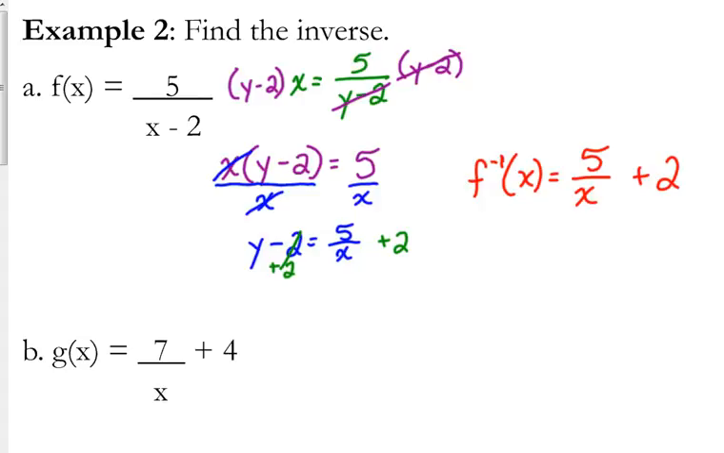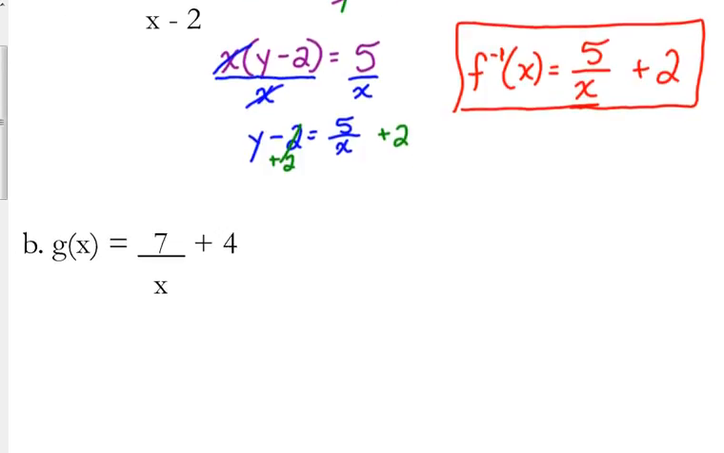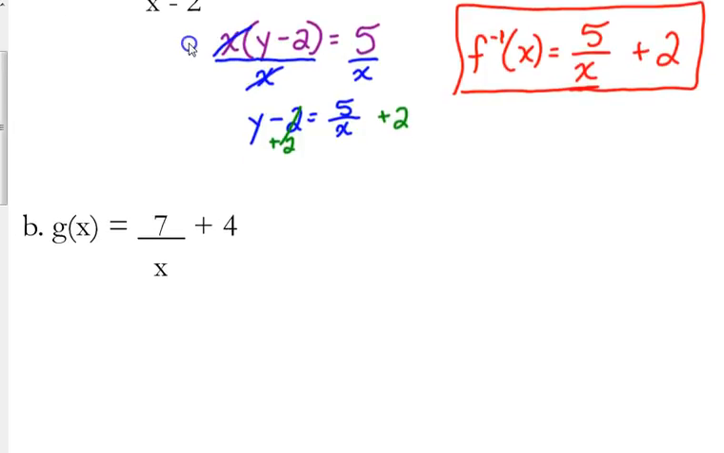This is also a rational function because x is in the denominator. So the inverse of a rational function is another rational function. Now, b looks a little different. It's still rational. B looks like the inverse we just got, so maybe its inverse will look like that first original equation. Let's find out. Switch x and y. X is equal to 7 over y plus 4.